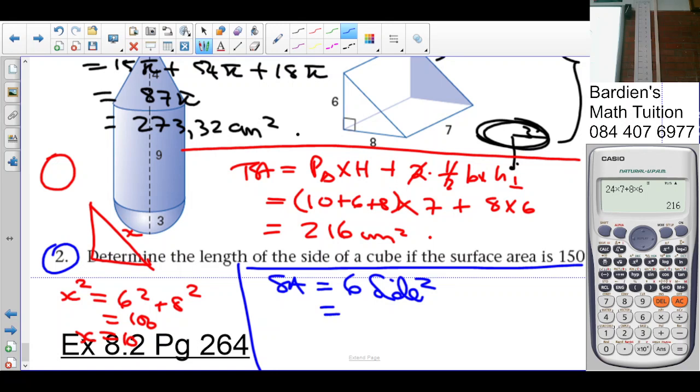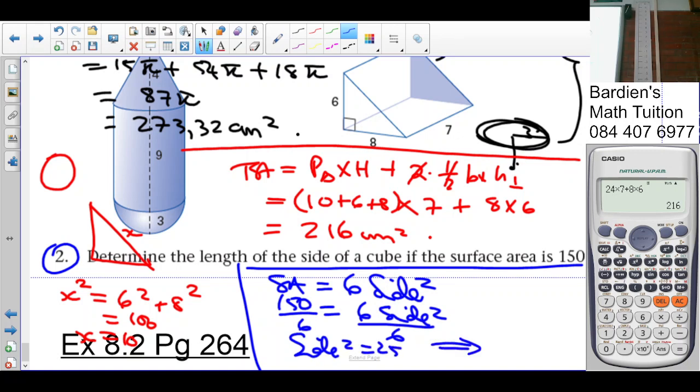Alright, so that gives us surface area 150 is equal to 6 side squared. So divide by 6 on both sides. That gives you a side squared of 25, which implies that your side will give you a length of 5 centimeters. Okay? That's now number 2.